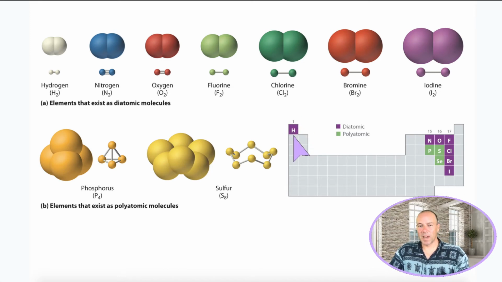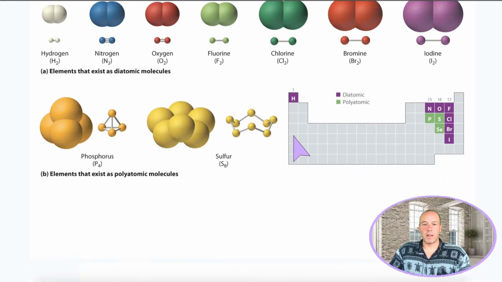A few other molecular elements exist, but they like to form molecules with more than two atoms. So phosphorus, for instance, is a molecular element, and four atoms of phosphorus like to attach together in the form of this tetrahedral structure. Here's the ball and stick model, and that perhaps is the more accurate space-filling model. And phosphorus is right there.